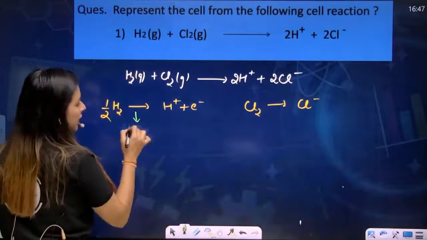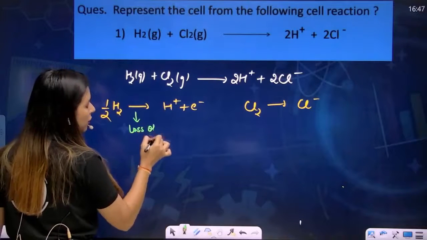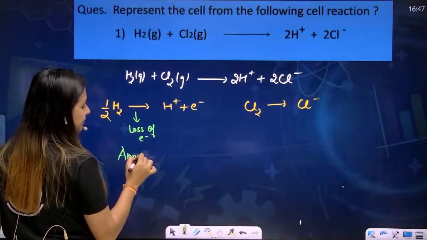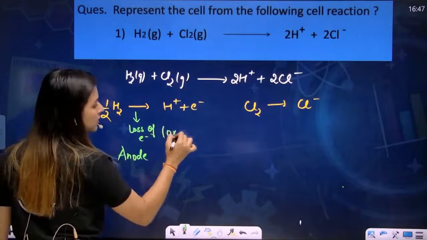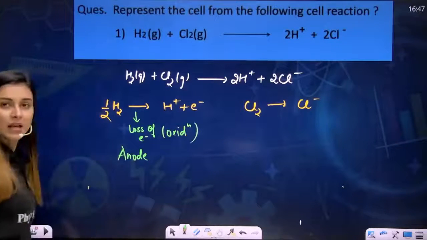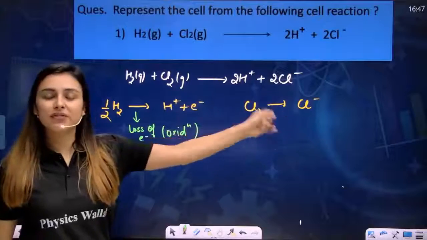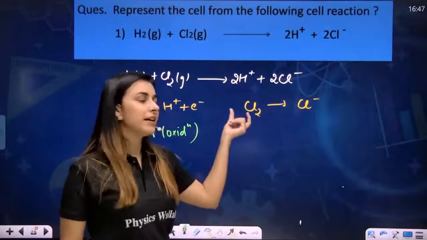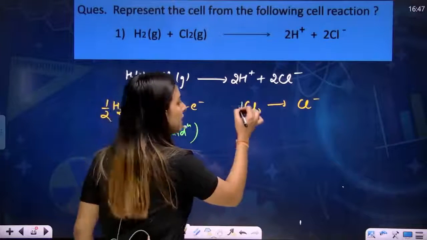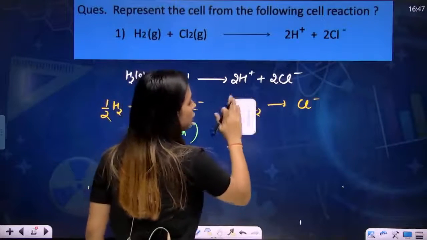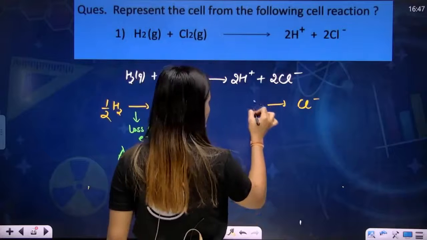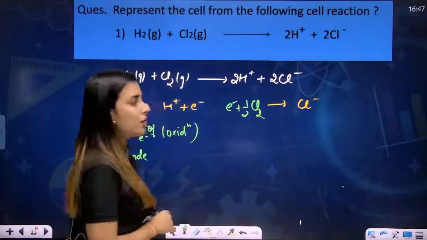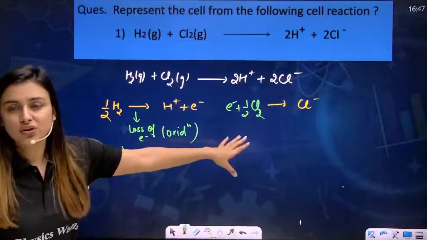So can I say that here loss of electrons is taking place? So what is this? This is the anode. Why? Because oxidation is taking place. Now try to balance that yourself. Since there is a negative sign, you can add an electron to this side, and you'll also have to add H+ here, and then add an electron here. This is how your reaction will be balanced.